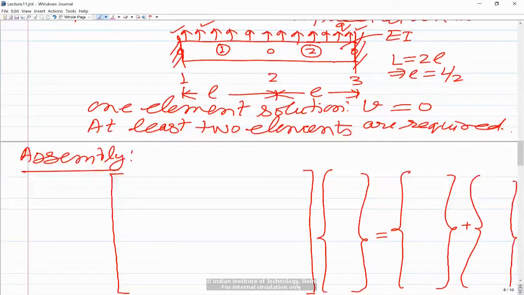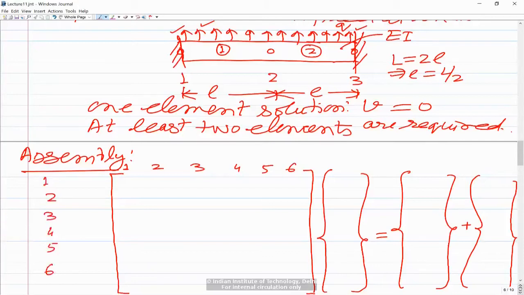So this is what you will have, and these global equations will have 6 rows and 6 columns in the stiffness matrix. So say 1, 2, 3, 4, 5 and 6, and similarly we will have 6 rows: 1, 2, 3, 4, 5 and 6. So yeah, these are the rows and columns.